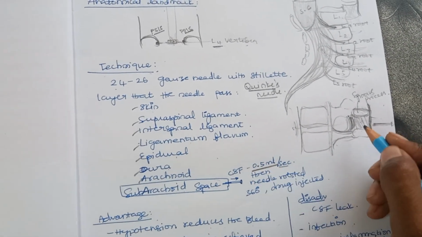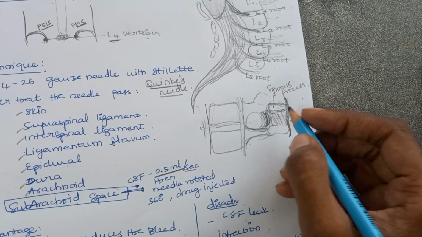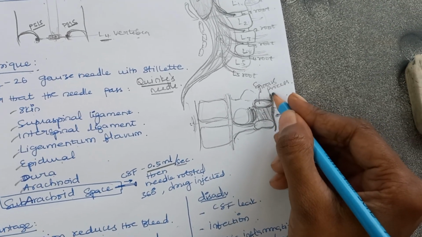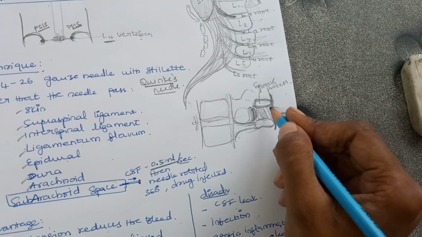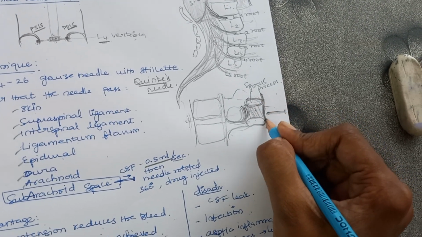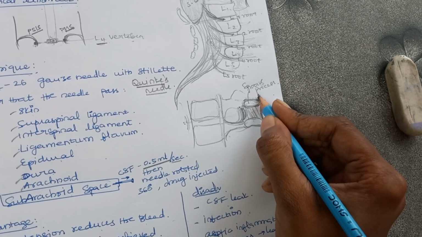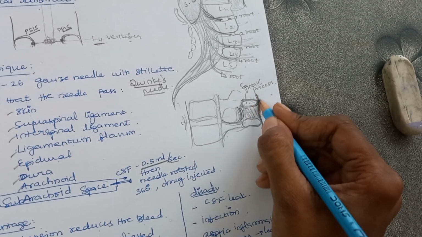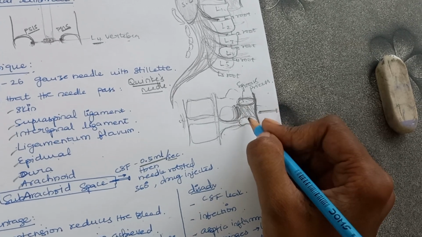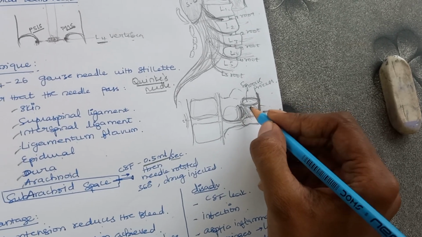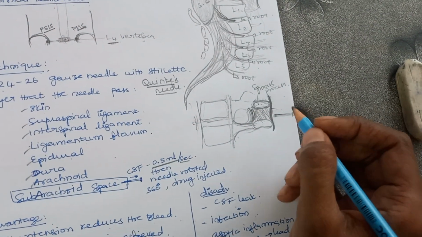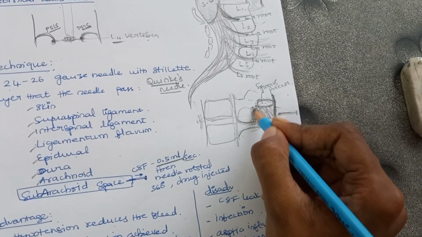Look at this diagram. This is the spinous process, which you can palpate and find out the level of vertebra. This is the ligament called the supraspinous ligament, because it is over the spinous process, and this is the interspinous ligament between these two spinous processes. Then this is the ligamentum flavum.